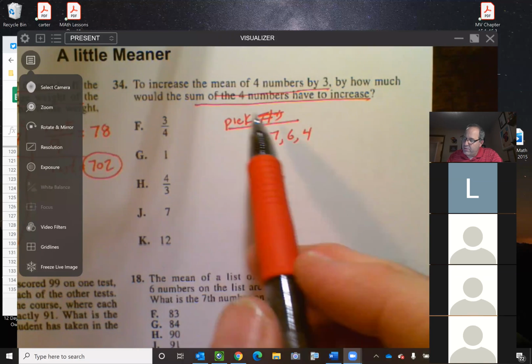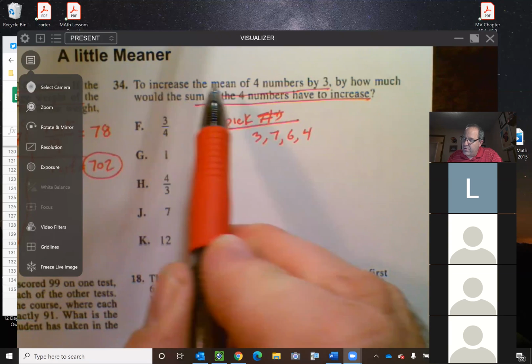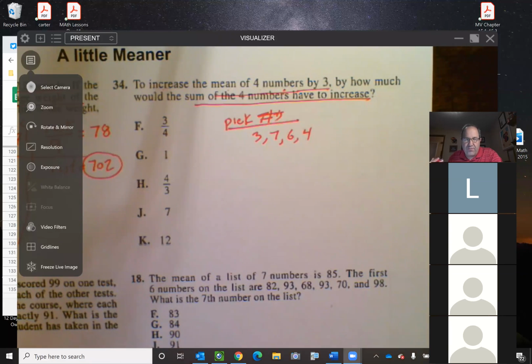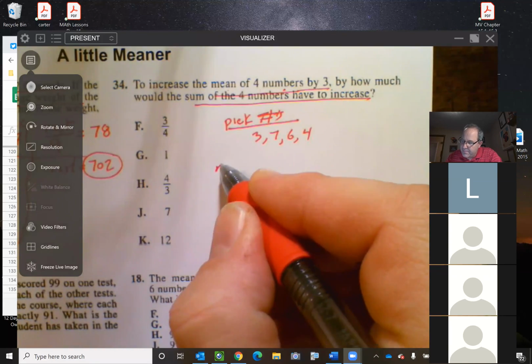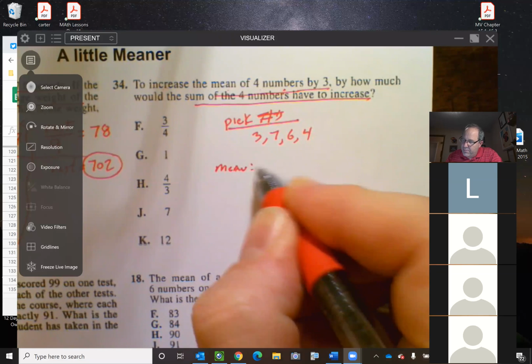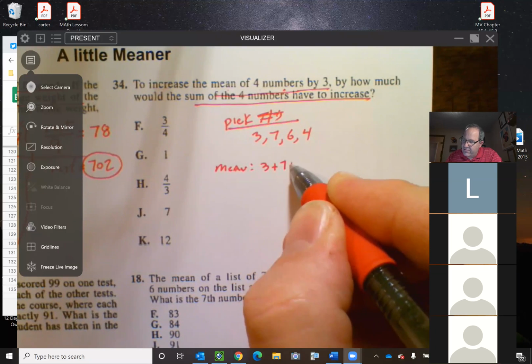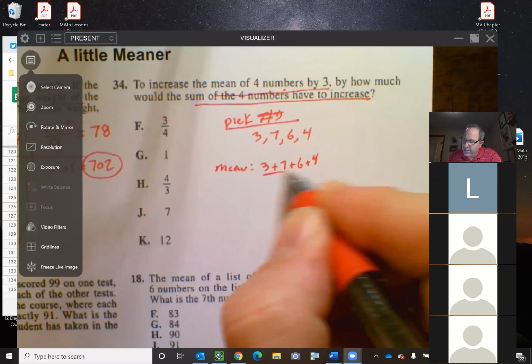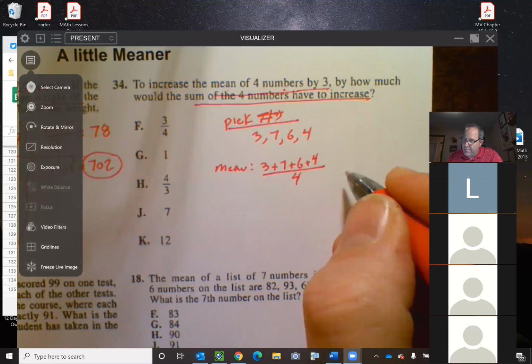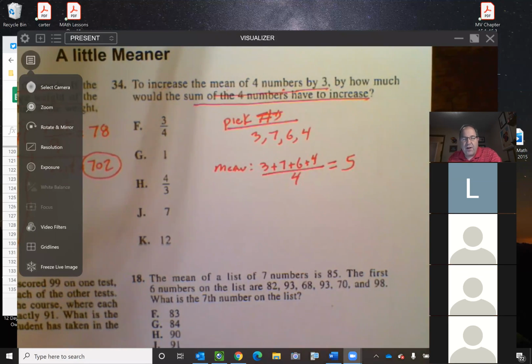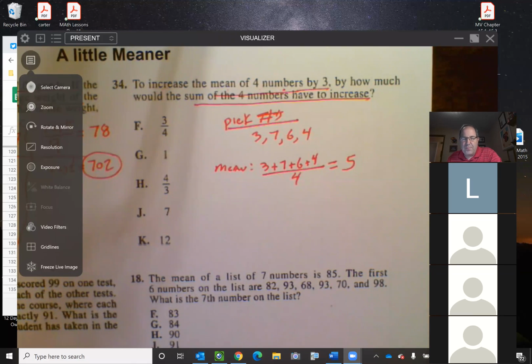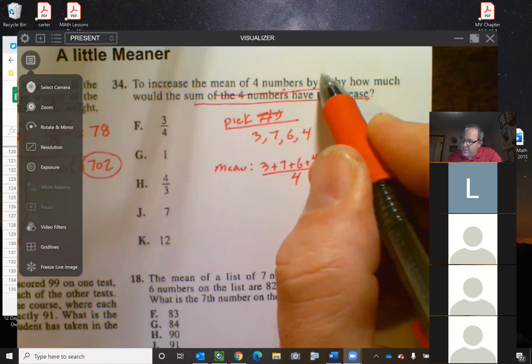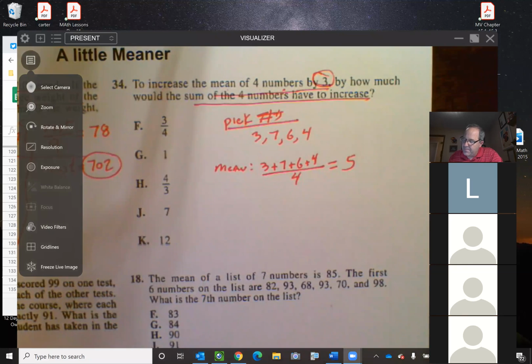And I'm just going to go through what they say. To increase the mean of 4 numbers. Well, first off, let's find the mean. The mean would be 3 plus 7 plus 6 plus 4, all divided by 4. Well, that mean is 5, right? Well, I want the mean to increase by 3.